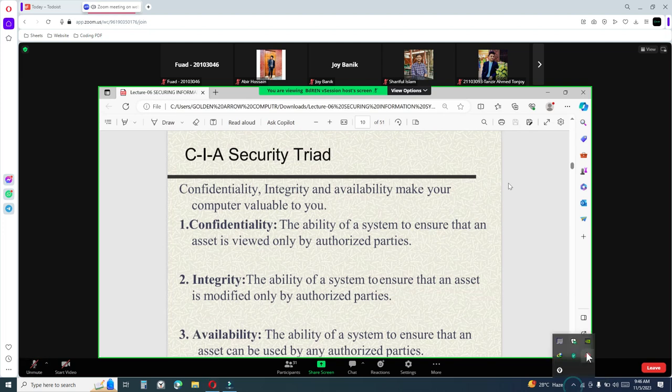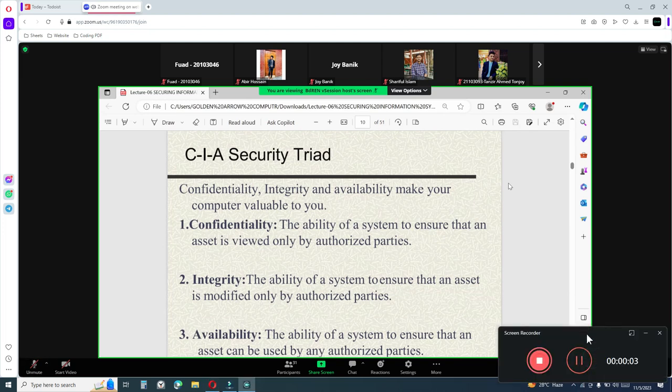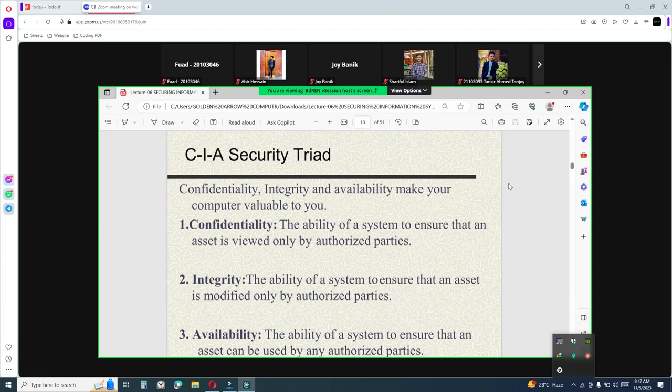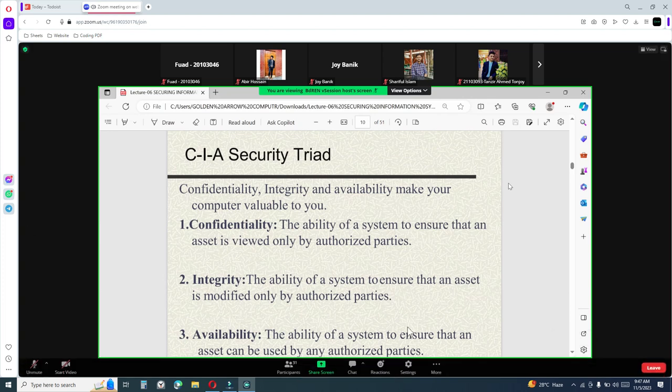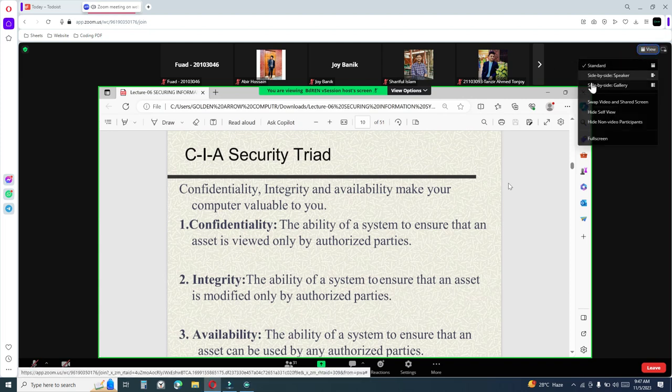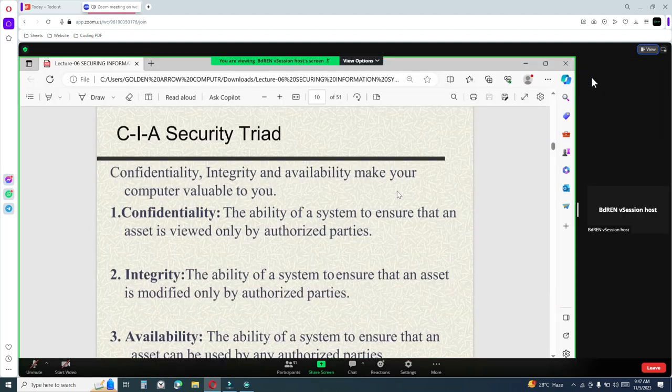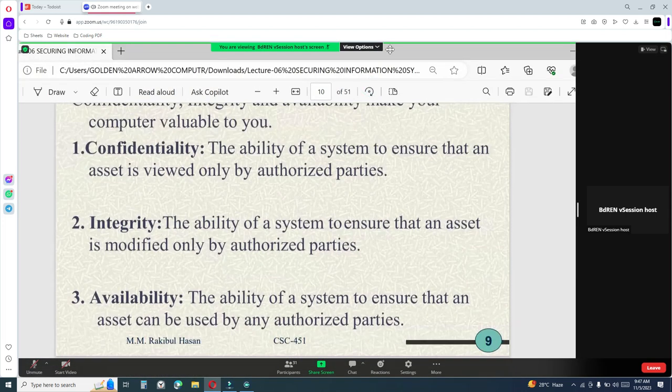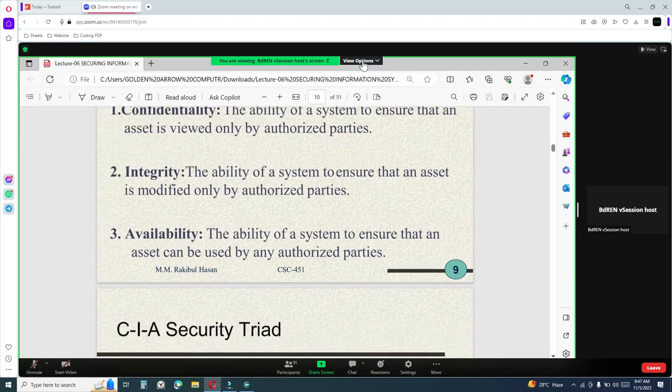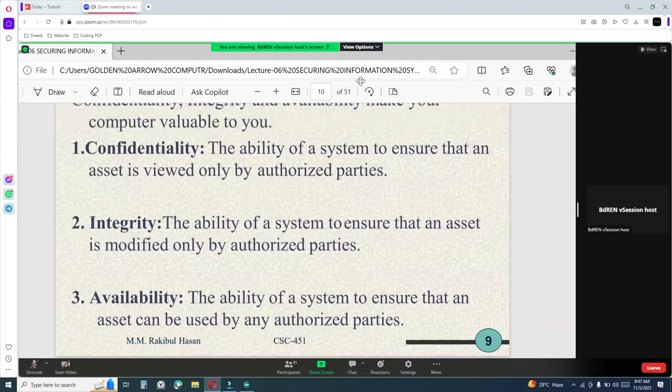Concept, we can ensure the security of our information system. So CIA, the full form is C for confidentiality, I for integrity, and A for availability. So these are the three terms we have. You have to have an idea about what is confidentiality, what is integrity, and what is availability.